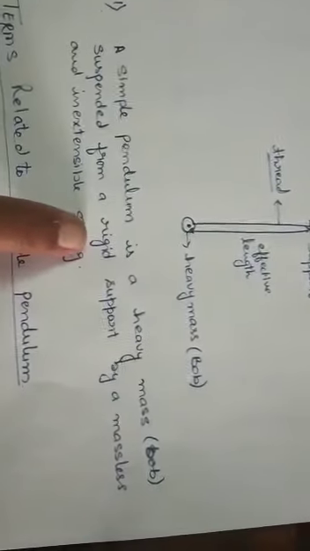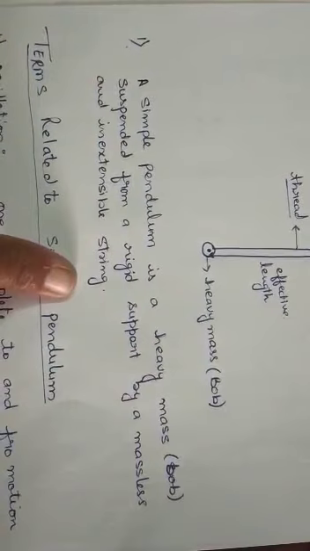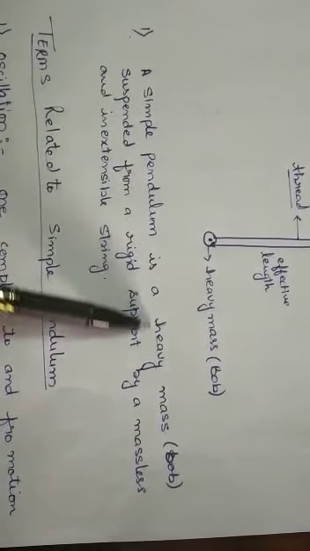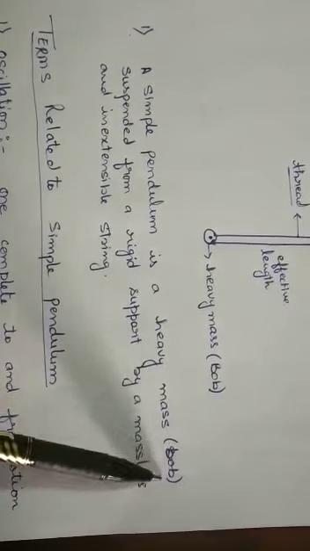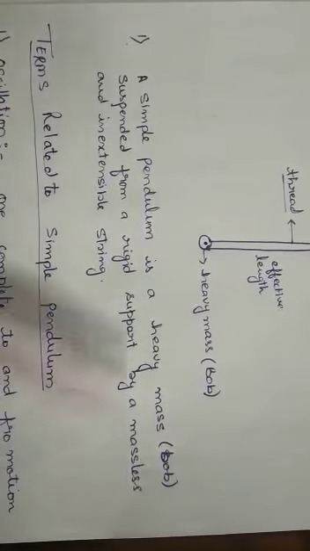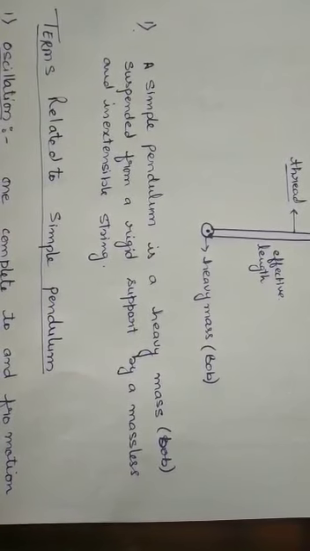Then secondly, these are two things. So what is a simple pendulum? A simple pendulum is a heavy mass suspended from a rigid support by a massless and inextensible string. I repeat, what is a simple pendulum? A simple pendulum is a heavy mass, which is known as the bob, suspended from a rigid support by means of a massless and inextensible string. So this is the simple pendulum.